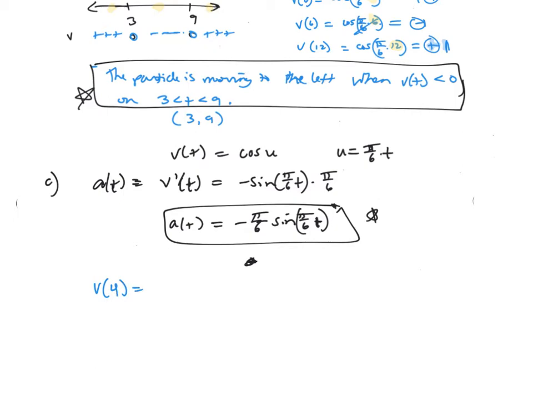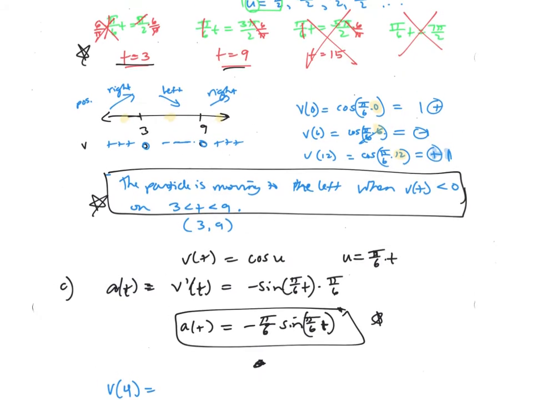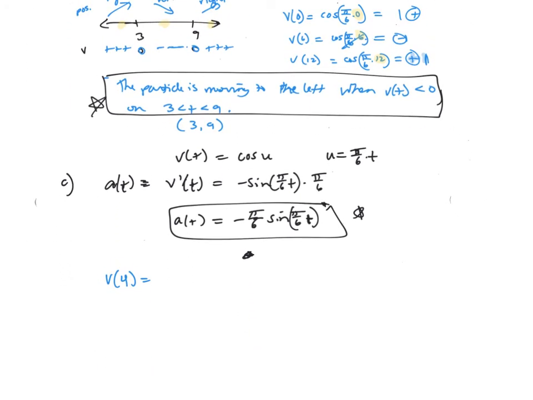And I don't believe I've done either of those. I always check, like, did I do that in part A? Didn't do that in part A. So velocity at 4 is cosine of pi over 6 times 4. So that's really cosine of 2 pi over 3.